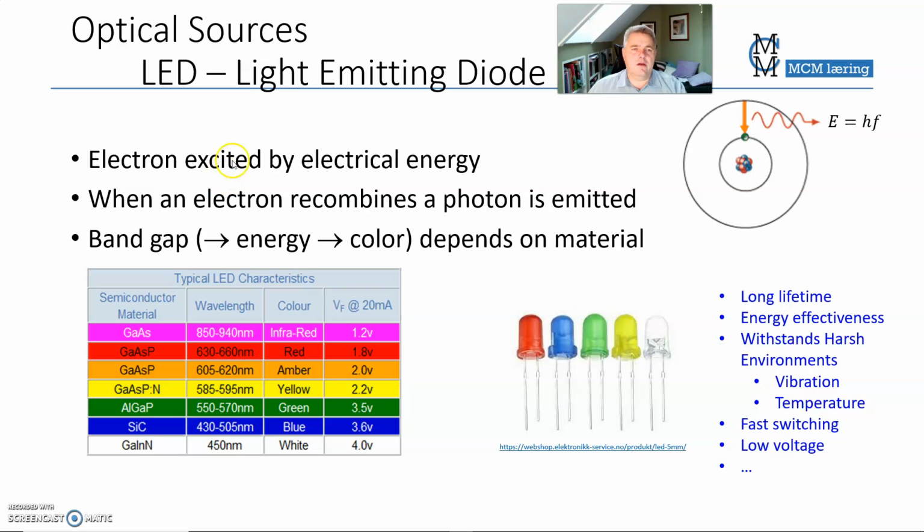The good things about the LED, the benefits of an LED, is the long lifetime. There are no mechanical parts in here. There is nothing that glows. You simply get the light from the atomic structure. So they really have a long lifetime. They are also energy efficient, which means that they don't produce heat to a large extent. They simply produce light. They withstand harsh environments. They tolerate vibrations and high temperatures, low temperatures.